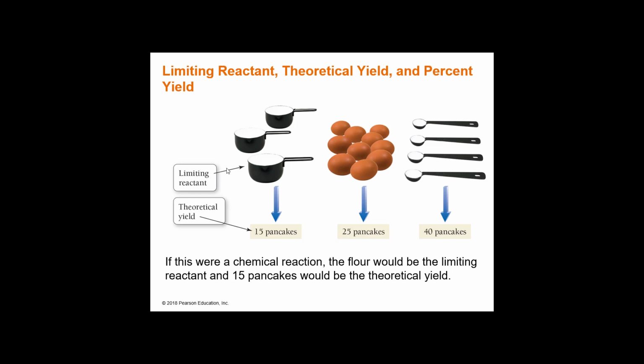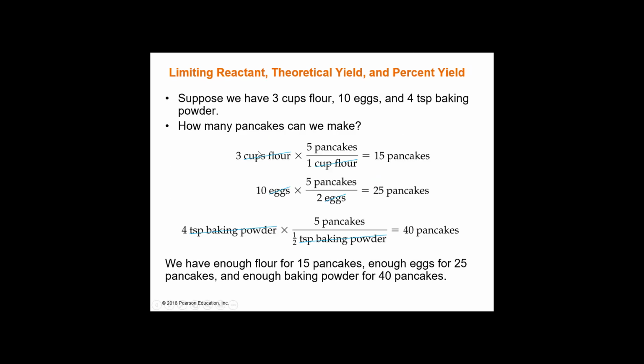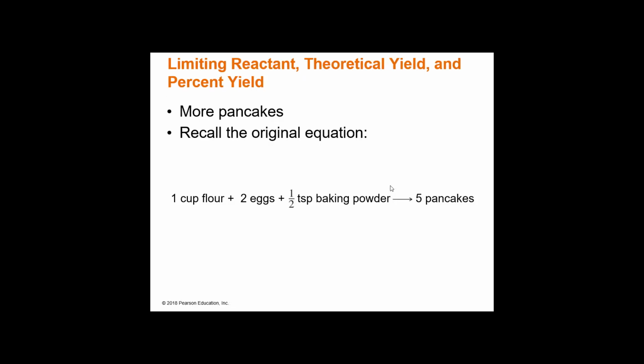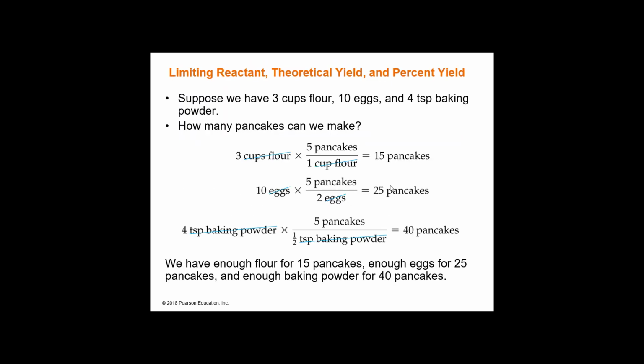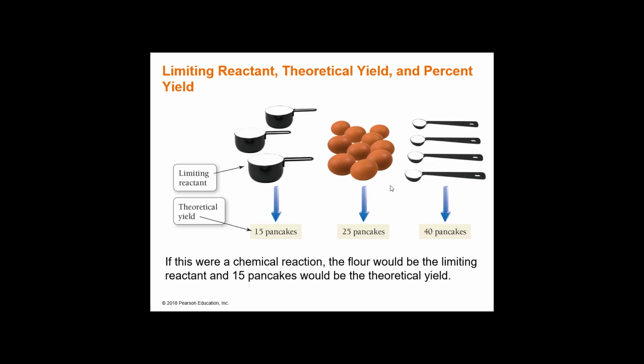Why can we only make the smallest amount? Because we'll run out of flour before we get past the 15 pancakes. Once we get to 15 pancakes, everything else will not have flour in it, so we won't be able to continue making the pancakes. That is the substance that's used up first, and it limits how much product it can form. So the other reactants are in excess because we can't use them anymore. Once we get to 15 pancakes, the smallest amount, we're done.